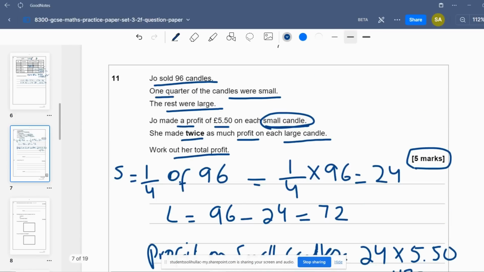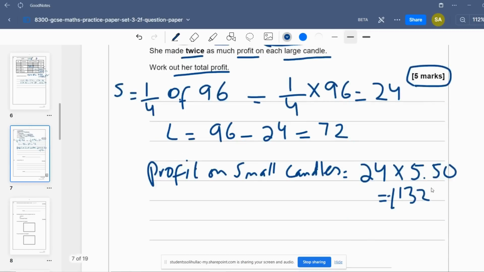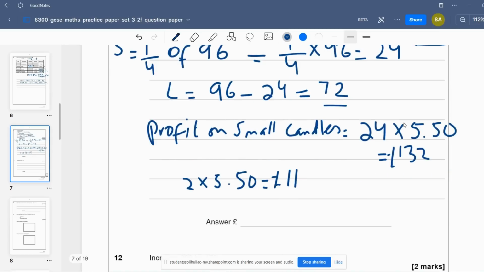Then it says she made twice as much profit on each large candle. The number of large candles is 72. So we need to multiply 72 by the double of 5.50. We multiply 2 times £5.50, and that gives you the double, which is £11 profit on each large candle.